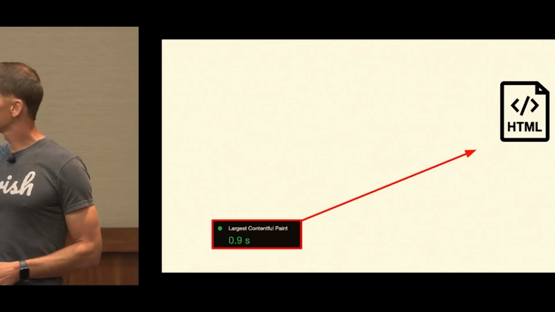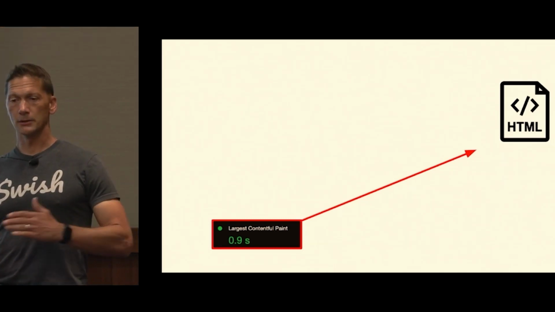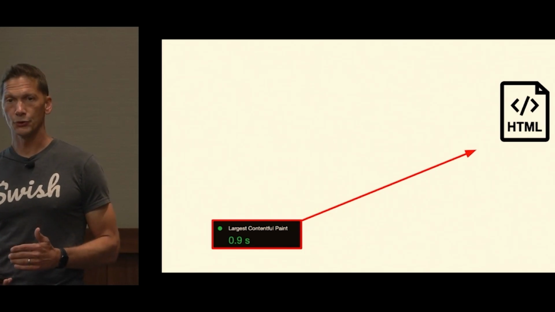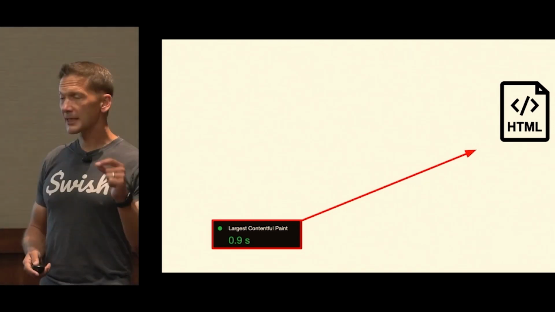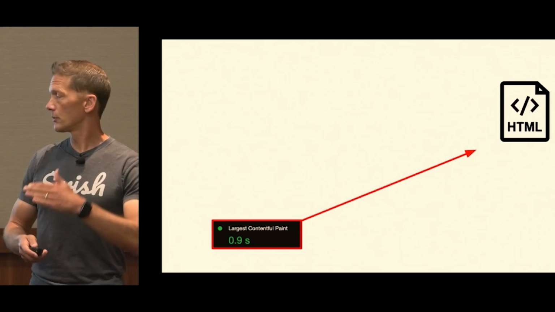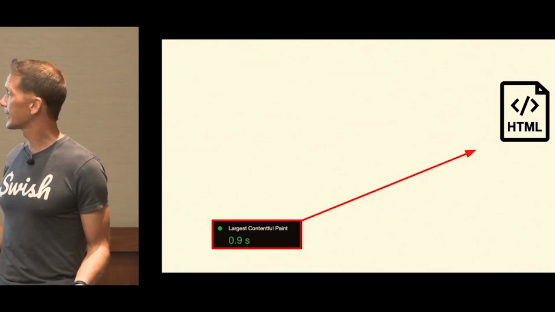So for largest contentful paint, the solution for this is a little bit more established, and it's pretty straightforward, even if it does require a little bit of work. And the best possible way to get the best largest contentful paint is if you're dealing with static HTML.